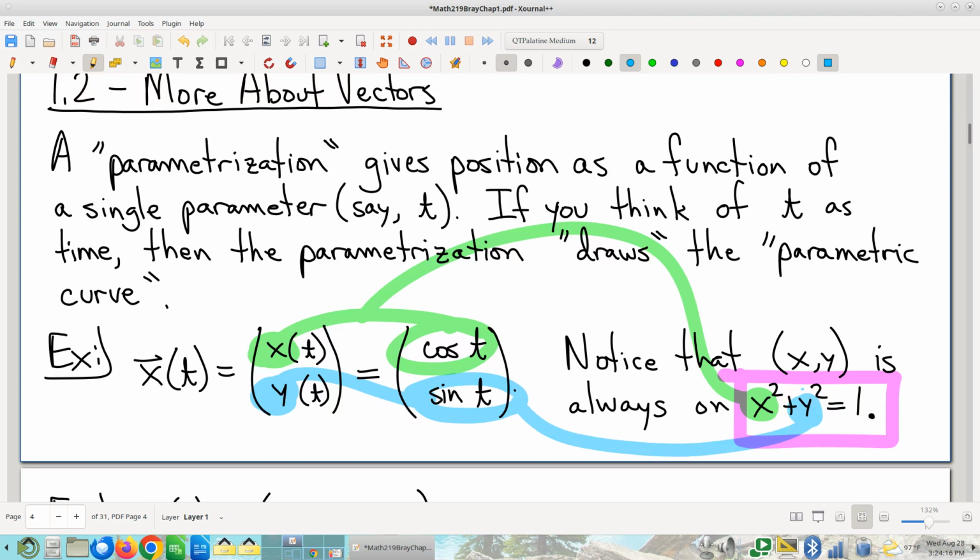So what that means is every point that is traced out by this parameterization satisfies this equation. Or said differently, every point that is created by this parameterization is on the unit circle. So that is a parameterization of the unit circle. It just kind of draws the unit circle, kind of like this. Everybody on board with that?